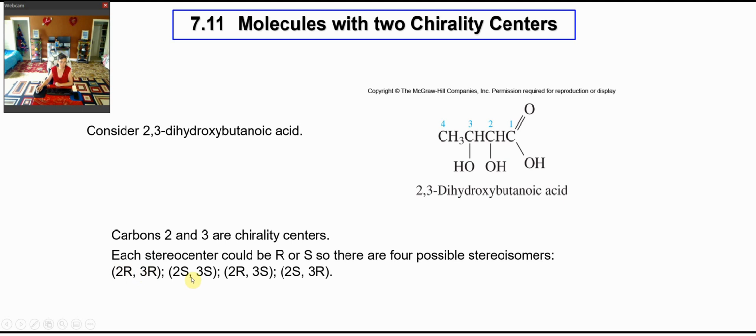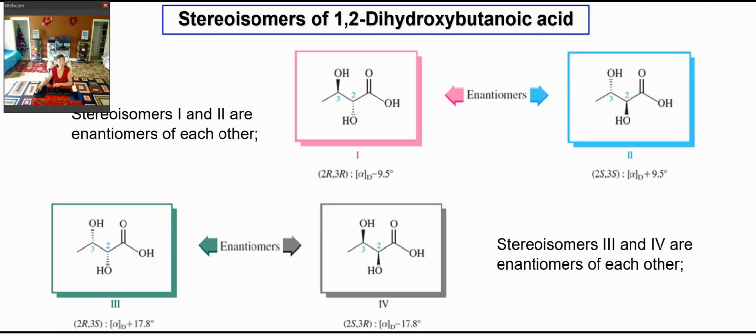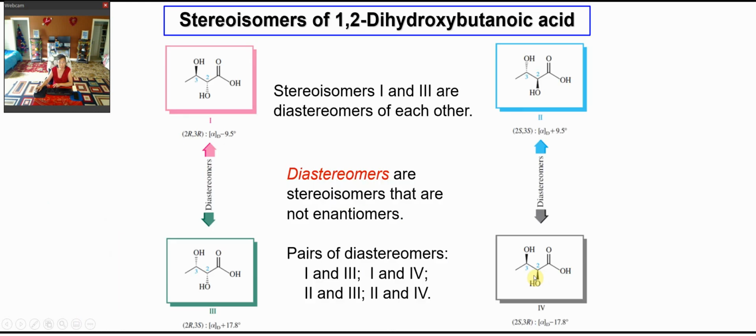This 2R,3R and 2R,3S, these two are called diastereomers. Your 2S,3S and 2S,3R, these two molecules are also called diastereomers. We have 2 different kinds of definitions. One is called enantiomer, another one called diastereomer. Let me move on to another configuration, the so-called diastereomer.